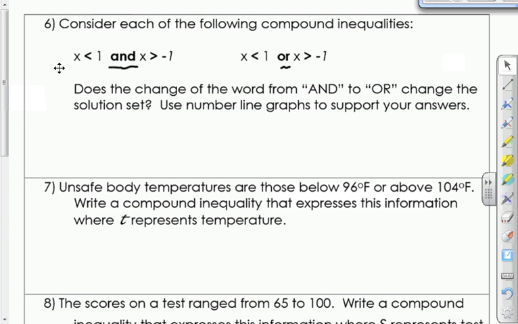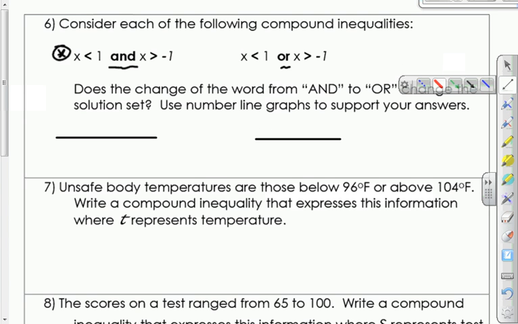So why don't you pause the video now, try writing out some number lines and drawing the graph for each of these, and let's see if it makes a difference. Go ahead and pause. Okay, so I'm drawing some number lines out. Hopefully you did as well. Let's take a look at this first one.